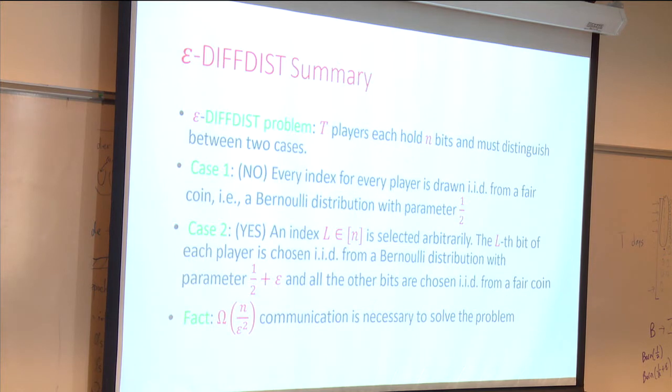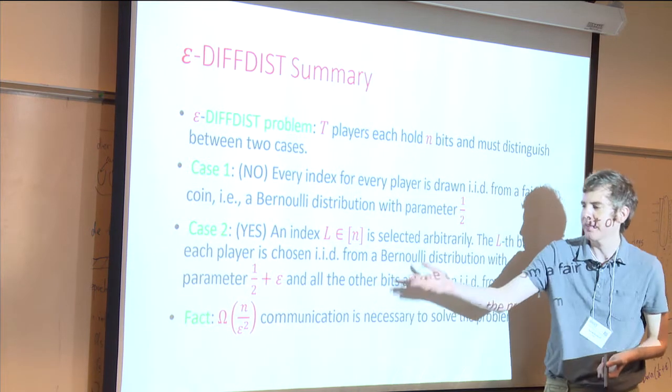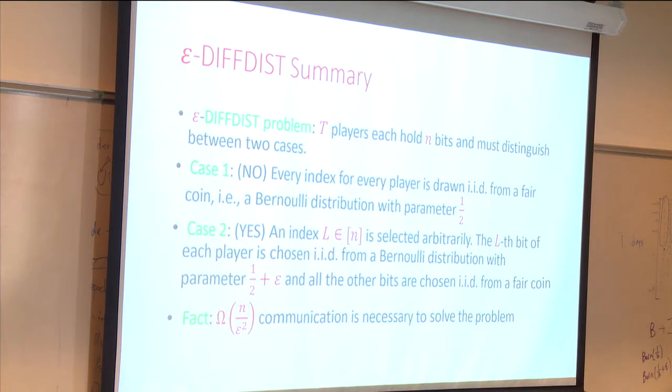Okay, so by using this in the direct sum framework, you can get an n over epsilon squared communication, even information, lower bound for this problem.